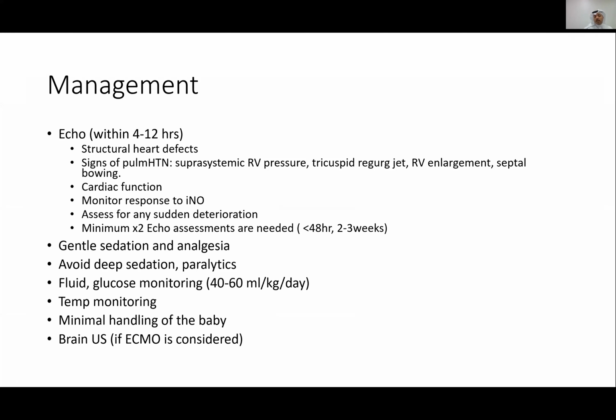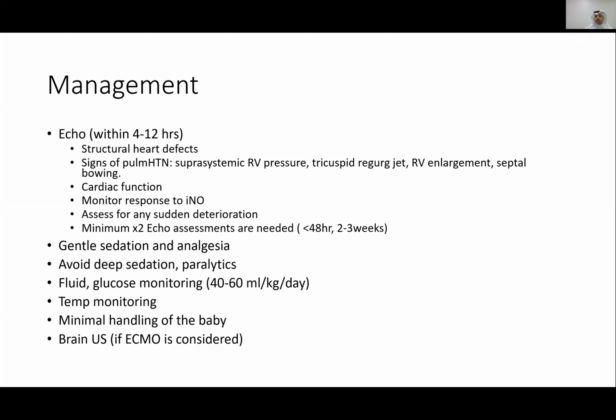Another benefit of echo is that you can monitor the response when you give a medication for pulmonary hypertension. Commonly we give inhaled nitric oxide, and then you can use the echo to monitor the response. Also, echo is important if you have sudden deterioration of a baby. Let's say all of a sudden the baby is severely hypoxic or severely hypotensive, then you need an echo to reassess the situation. But in general, you need a minimum of 2 echoes, one within the first 48 hours and another one later, about 2 to 3 weeks into life.